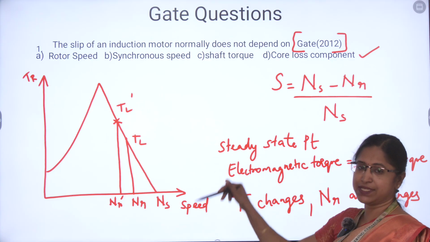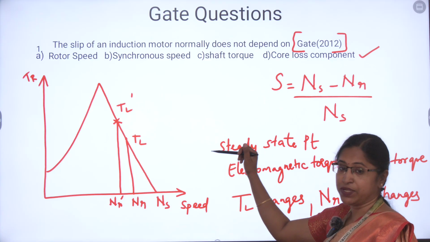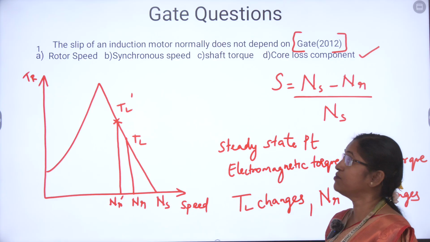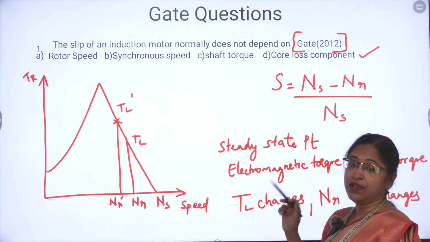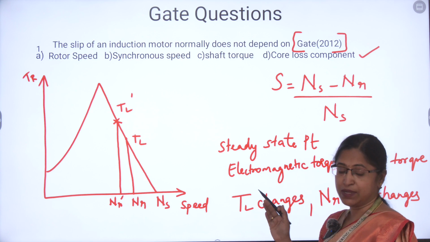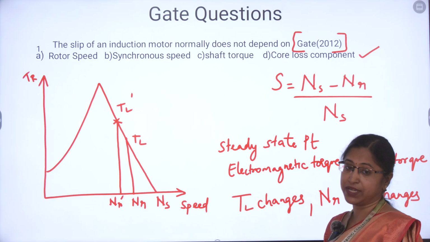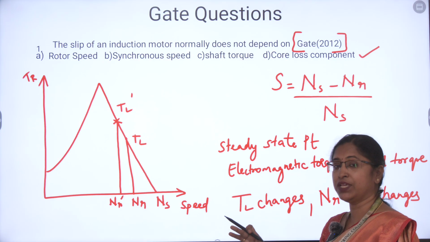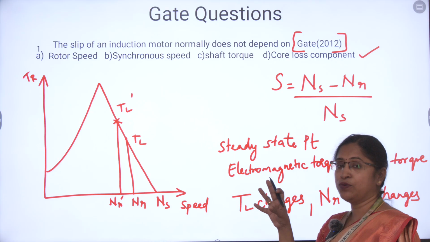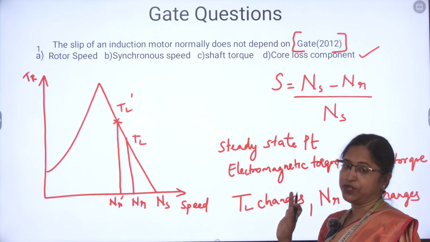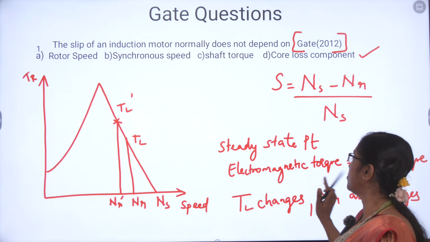So based on this explanation, we can say that shaft torque also depends on the slip of an induction motor, and finally the core loss component will not depend on the slip value, because the slip of an induction motor does not affect the core loss component. It only depends upon the iron loss and the current that flows in the core of your induction motor.